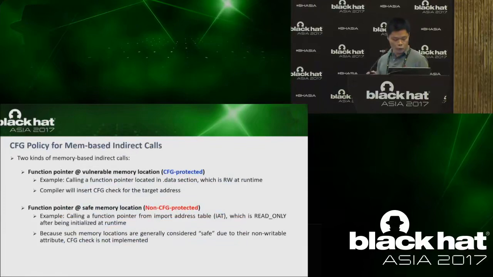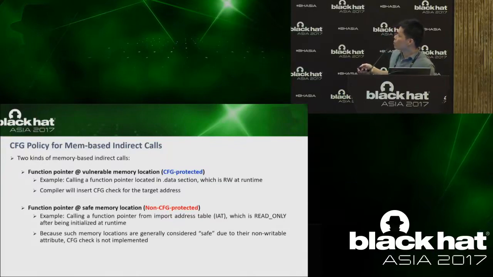So we basically treat memory-based indirect calls as 2 different groups. The first one is that the function pointer of the memory-based indirect call is located at a vulnerable memory location. So here, vulnerable means writable. I'll give you an example. By calling a function pointer which is located in the data segment, which is writable at runtime. In this case, when CFG is turned on, the compiler will insert a CFG check for the target address before taking this memory-based indirect call.